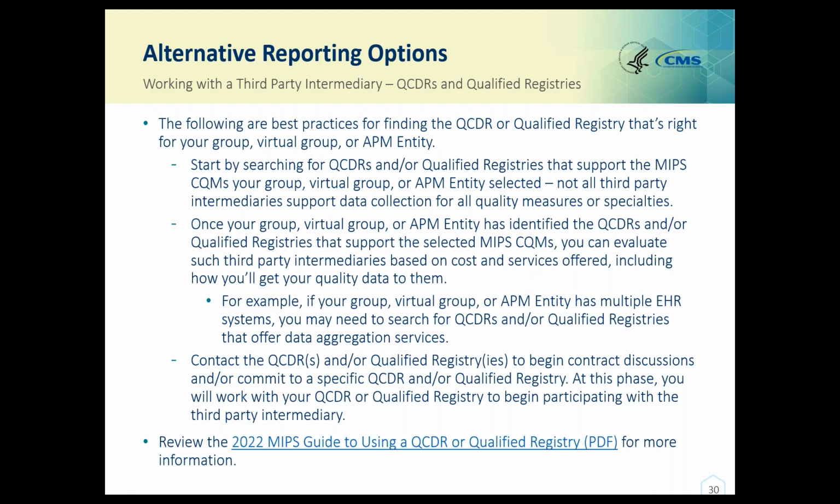Once your group or virtual group has identified the QCDR or qualified registry that supports the selected MIPS eCQM, you can evaluate such third-party intermediaries based on costs and services afforded, including how you'll get your quality data to them. For example, if your group or virtual group has multiple EHR systems, you may need to search for QCDRs and/or qualified registries that offer data aggregation services. You want to contact the QCDR or qualified registries to begin contract discussions and/or commit to a specific QCDR or qualified registry. At this stage, you will work with your QCDR or qualified registry to begin participating with a third-party intermediary. You will review the 2022 MIPS guide to using a QCDR or qualified registry for more information.